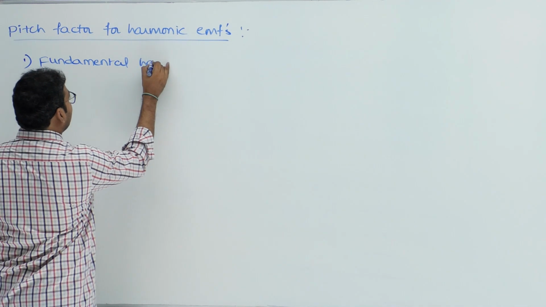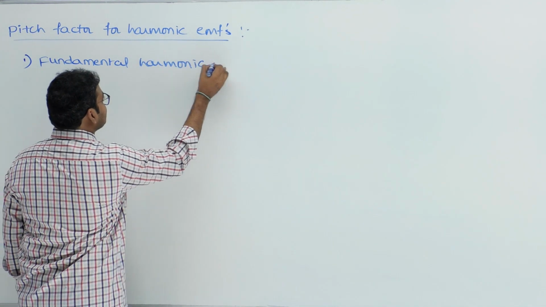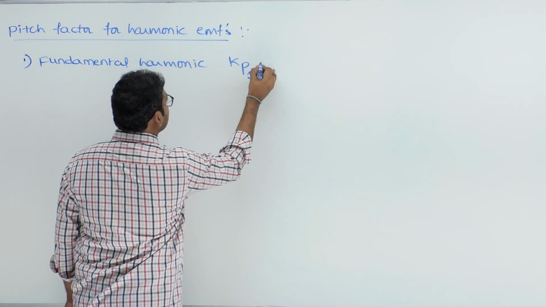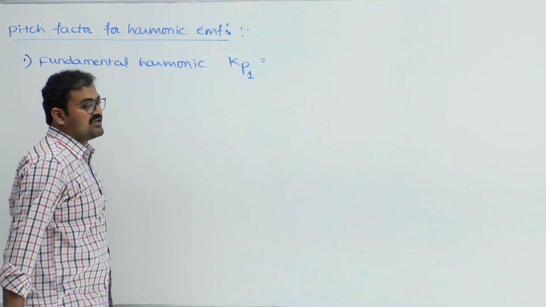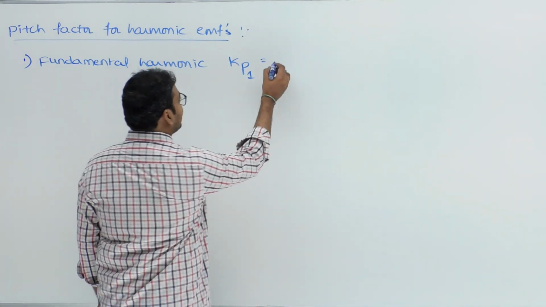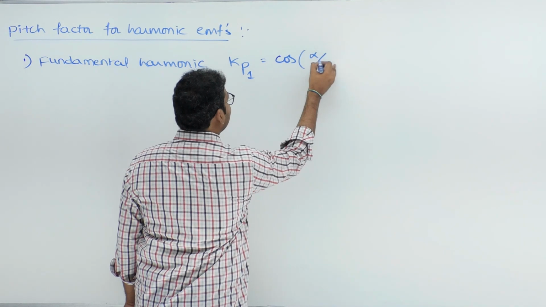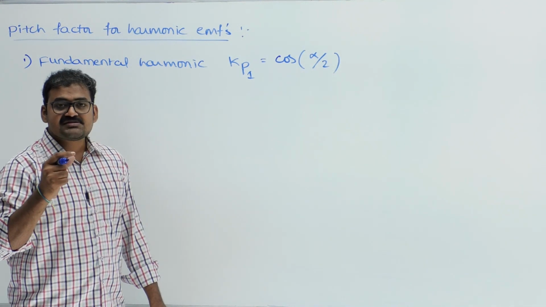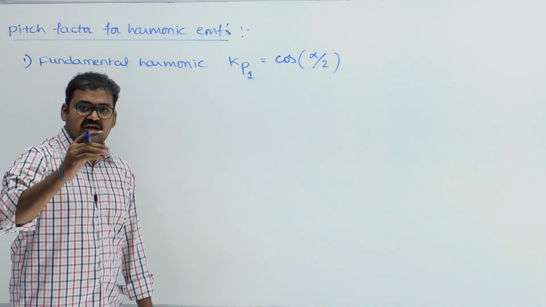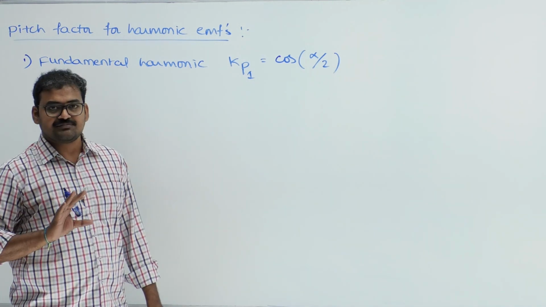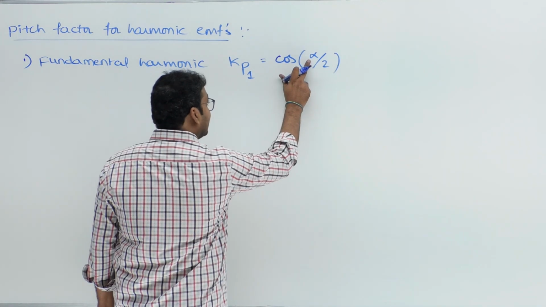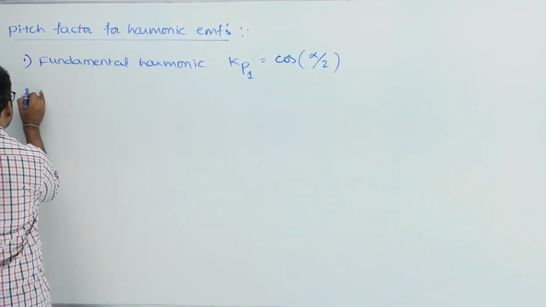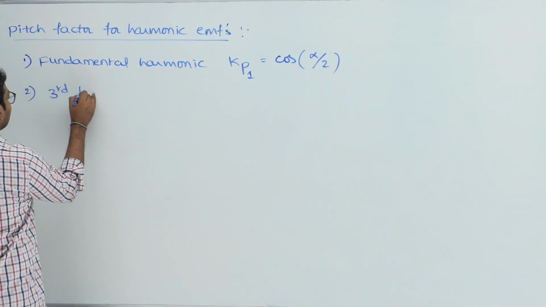Fundamental harmonic pitch factor, KP1. Here 1 indicates first harmonic, that is the fundamental harmonic. So the formula is cos alpha by 2, where alpha is the fundamental short pitch angle. Electrical angle, don't forget that. Now let us write the third harmonic pitch factor.